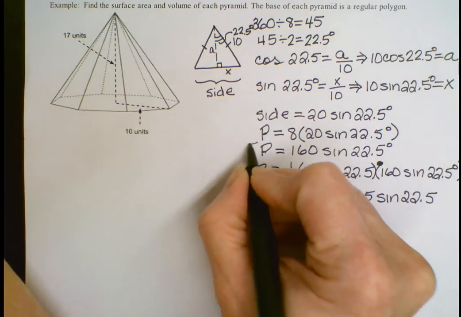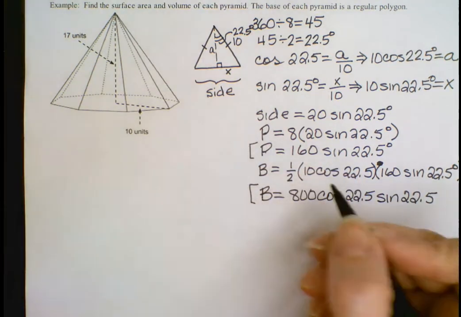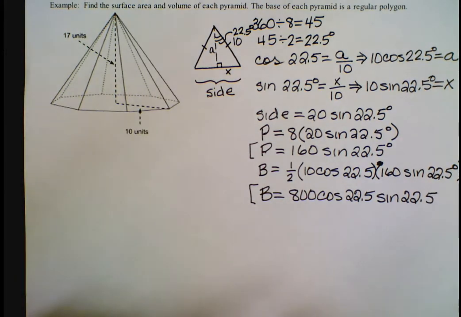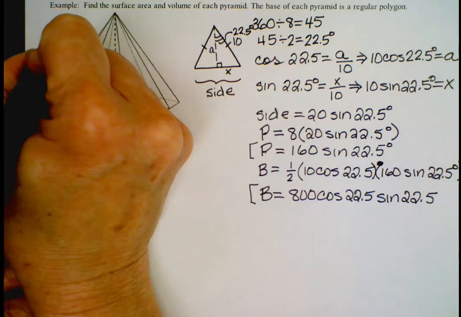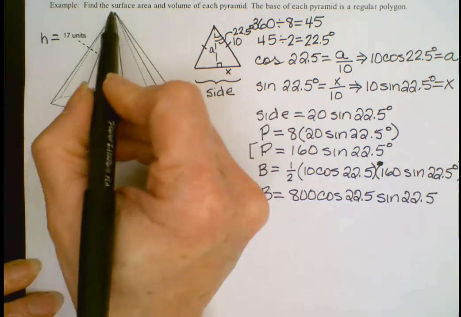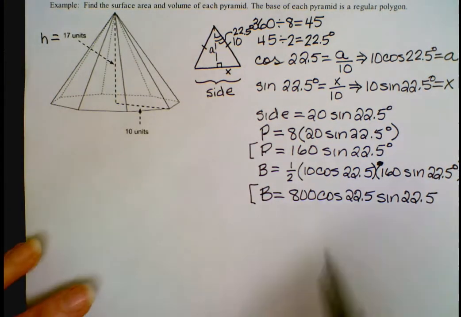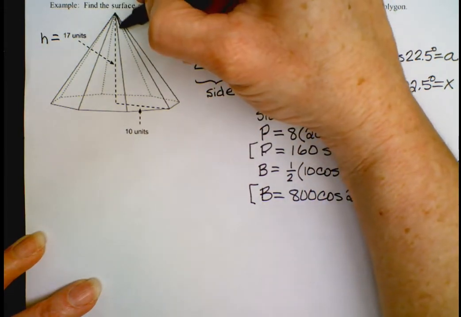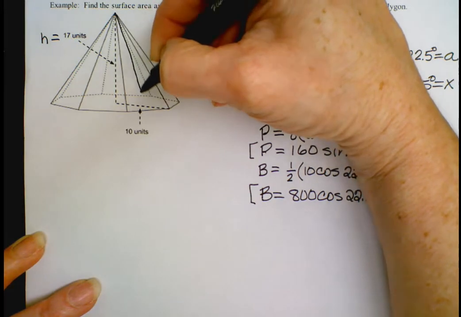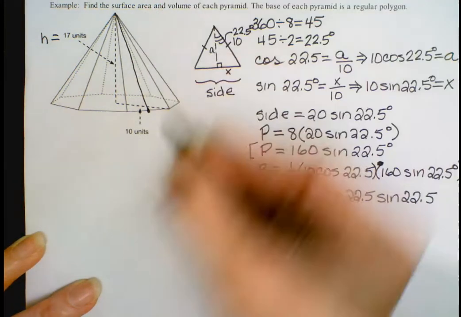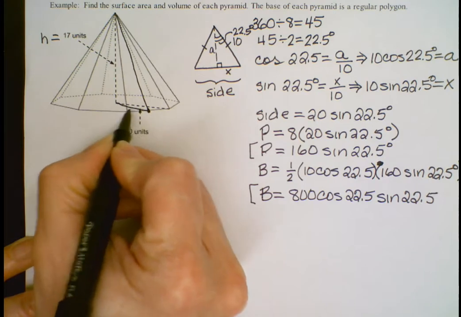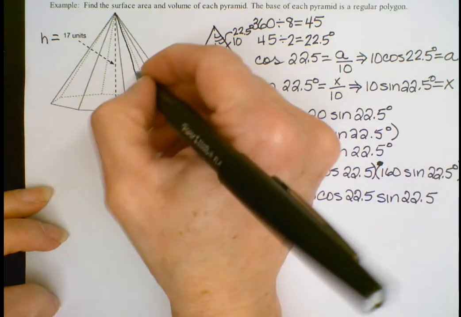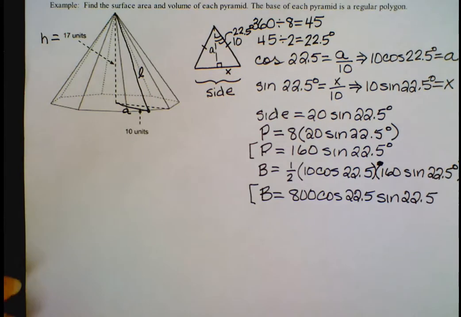Now we have our p value, we have our b value. In order to find the surface area, we need the lateral, or the slant height, and for the volume we need the height. Now in this case the height is 17. We know it's the height because it extends from the vertex to the center of the base. And the slant height would come from this vertex down the center of the side to the midpoint of that base edge. And remember, the distance from the center to that base edge, that's our apothem value. This, of course, would be our slant height L.